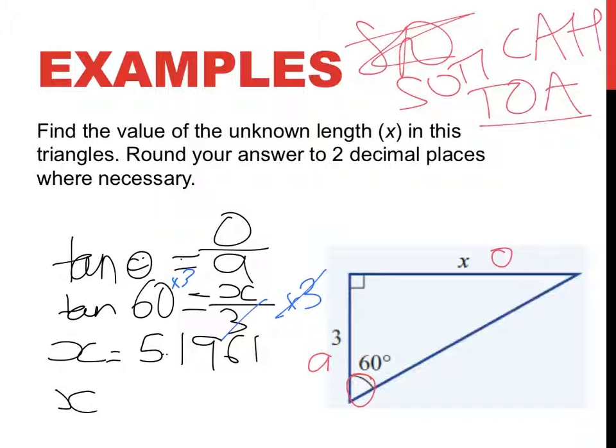To 2 decimal places, 1, 2. I look to the number next to it, it's a 6, which means this 9 has to go up. 1 more than 9 is 10, which means that the 1 is going to get affected as well. So it becomes 5.20, because that 9 goes up to 10, and so I have to add 1 to the decimal place beforehand.